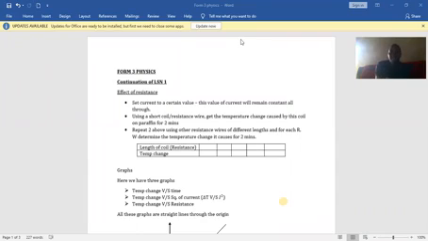Last time we discussed the effect of time. If you can refer to the audio that we have sent, I clearly explained the effect of time, and I also explained the effect of current.